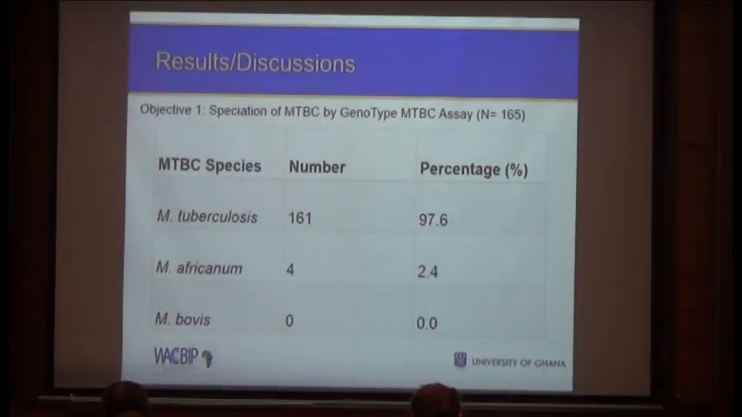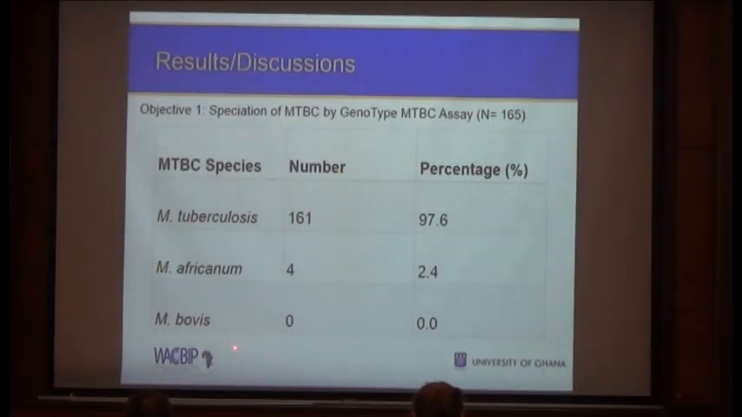So for the speciation, the kit is able to differentiate among the tuberculosis complex organisms. Out of 165 MTBC isolates, we had 161 being M. tuberculosis. Then we have 4 of them being M. africanum. Then there was no bovis. The kit is able to differentiate between bovis and its subspecies, but in this case, we didn't find any bovis.